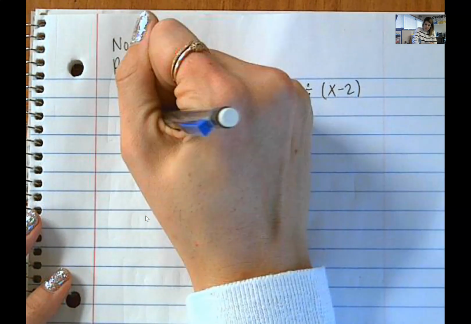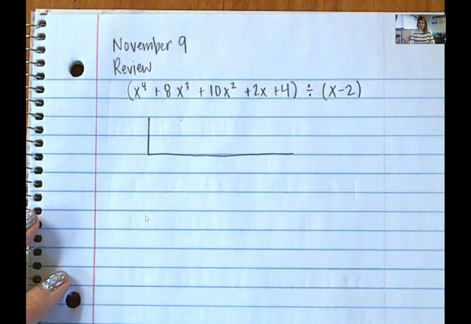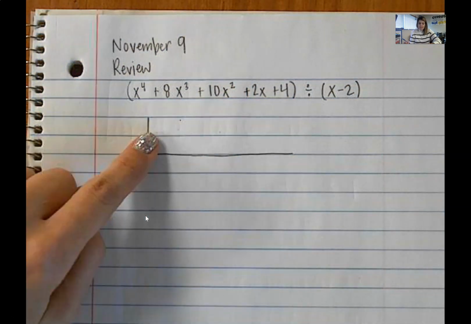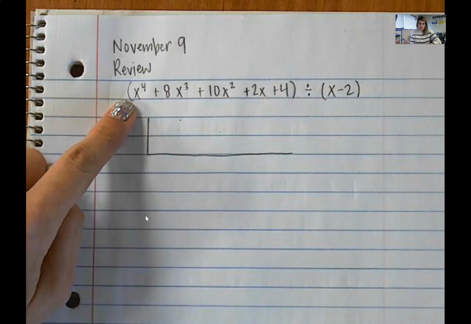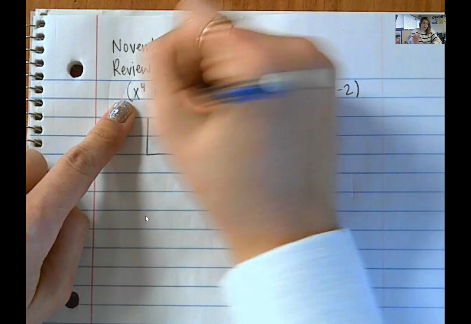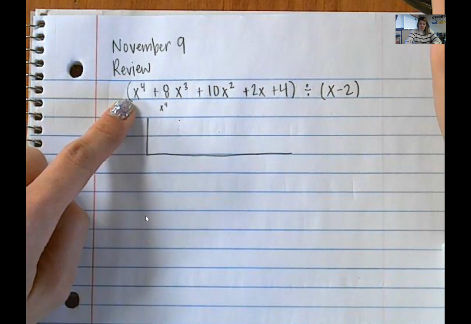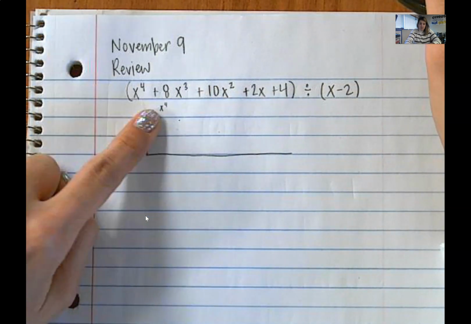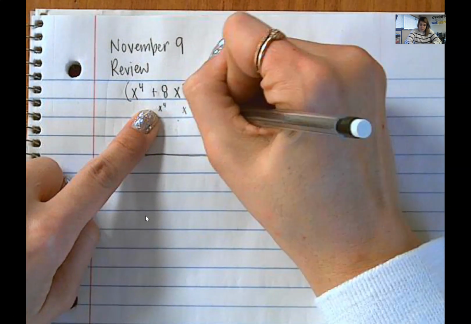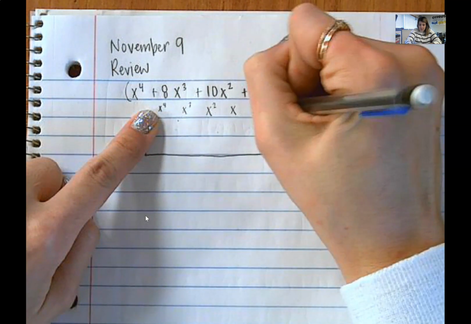So as a reminder, we draw, I call it the house, but it's upside down. And on the inside, we write the coefficients or the numbers that match each term. We have to make sure that we have a place for each term in the polynomial, meaning if we start with an x to the fourth, we need an x to the fourth, an x to the third, an x squared, an x, and a regular number.